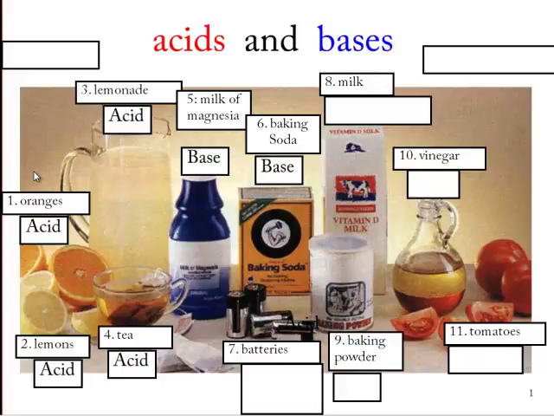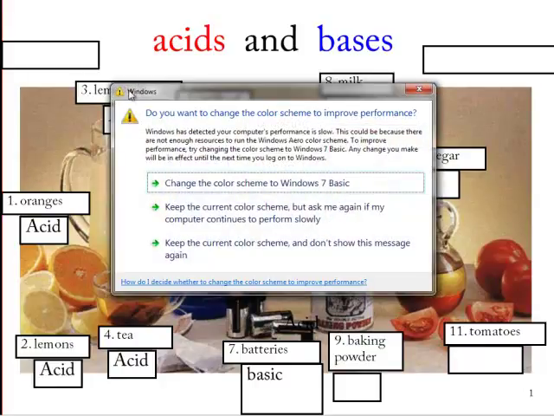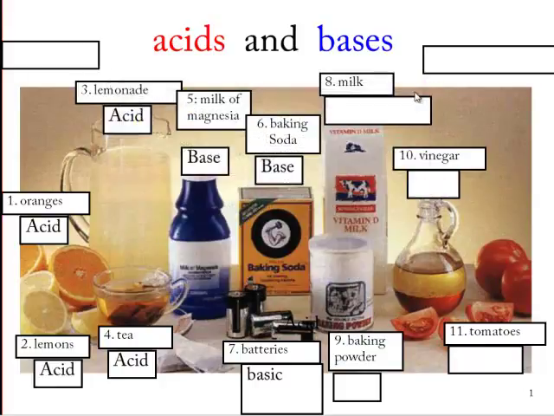Batteries. Now you might be guessing that those are acid, but the ones you see here, they look like they're about C or D size, are basic because they are alkaline batteries. They use a paste of potassium hydroxide as their electrolyte solution.